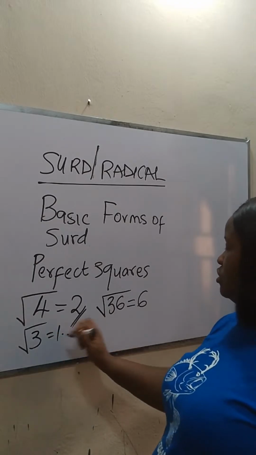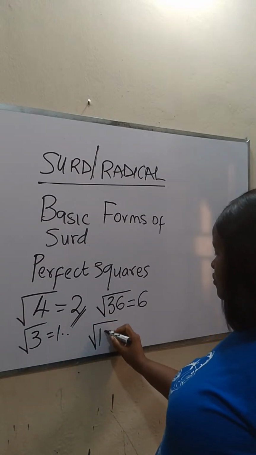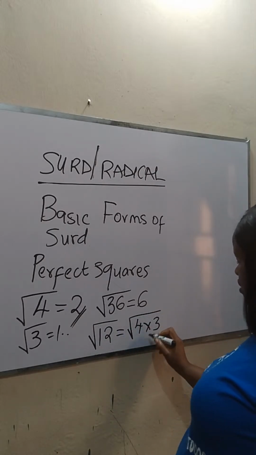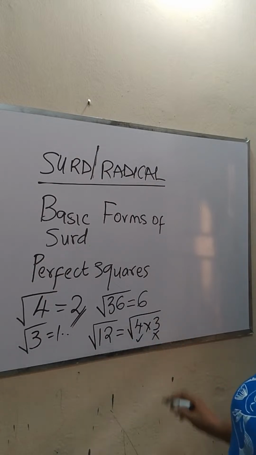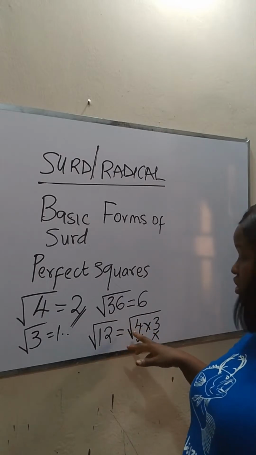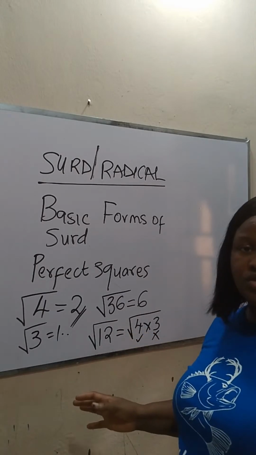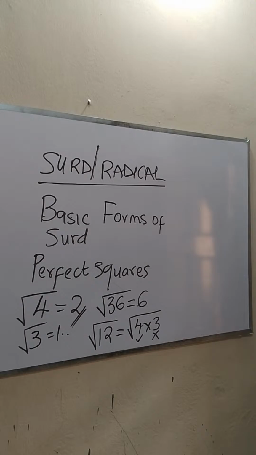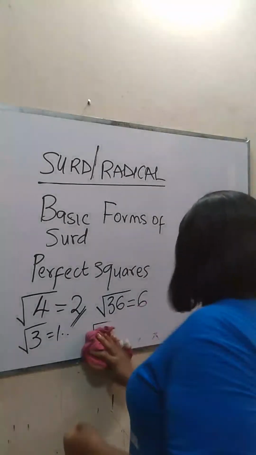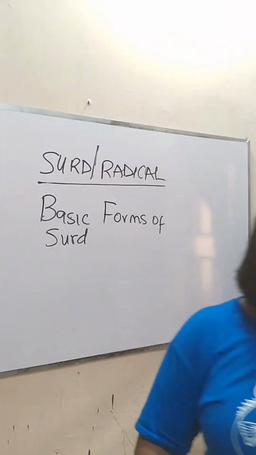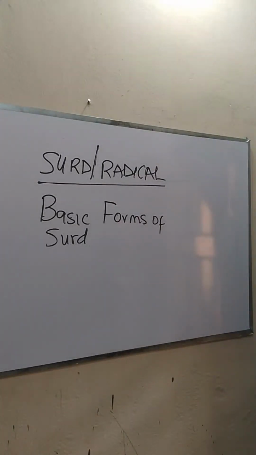Take for instance, the square root of 12 is equal to the square root of 4 times 3. So 4 here is a perfect square, and 3 is not a perfect square. So here is where you know you are going to get a surd, because this is already the radical form of the question. I hope you're understanding what I'm saying. I'm just trying to show you basic forms of surd. Now let me list surds for you and the ones that are not surds.